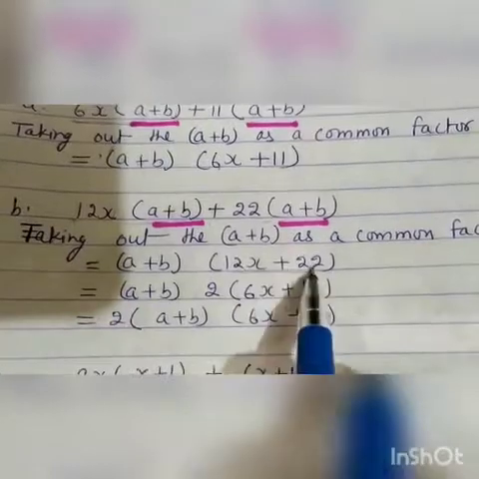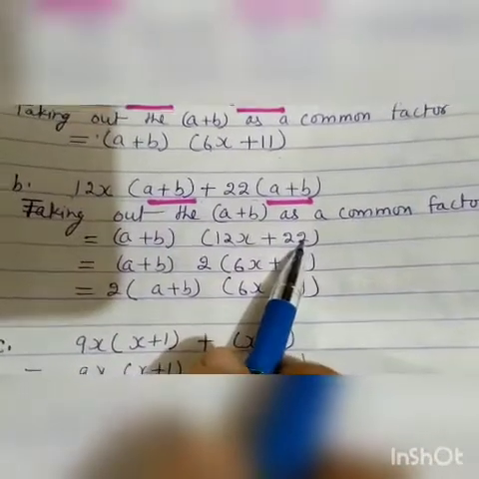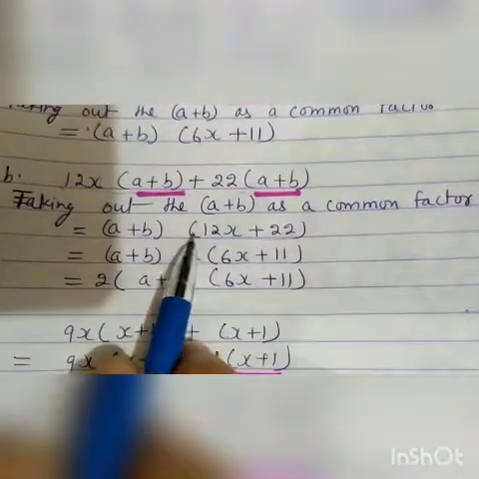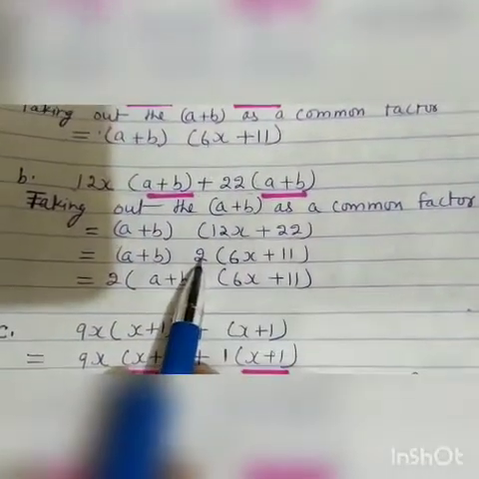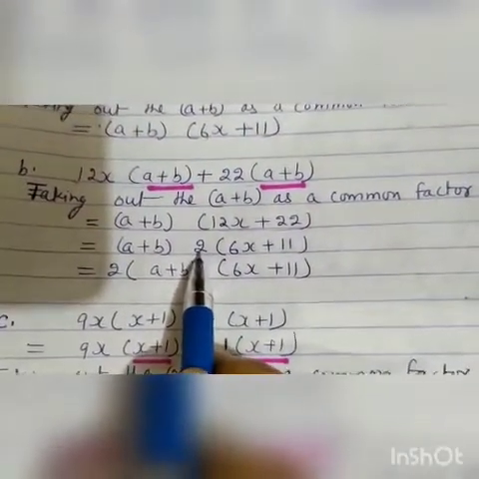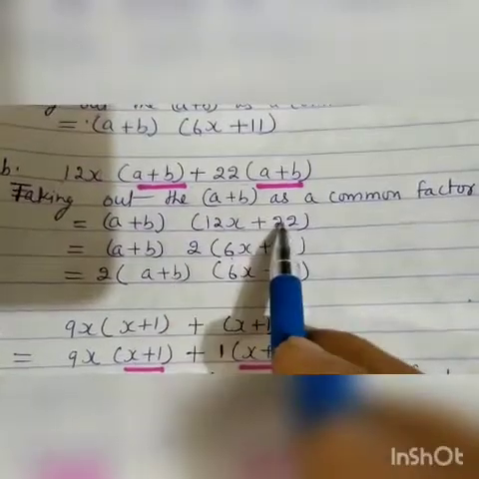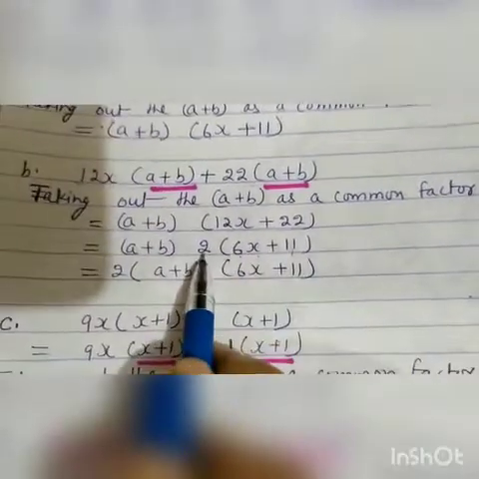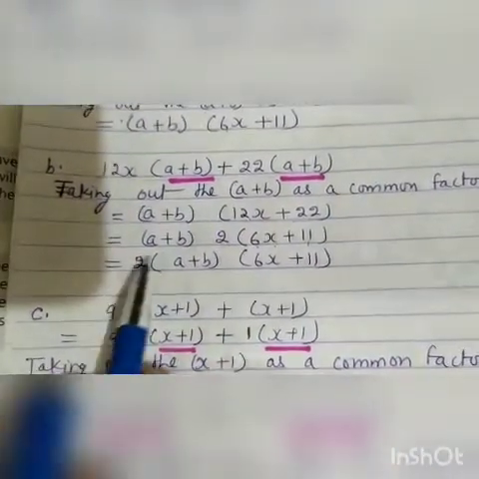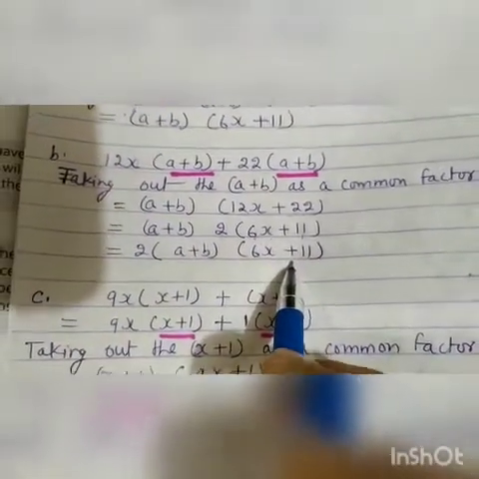So this a plus b, now see here, in this second bracket, this 12 and this 22, these numerical numbers, both are divisible by 2. Only 2 is the number by which 12 and 22 both are divisible. There is no other number by which these two numbers are divisible. So we will take here 2 again common from this bracket. We have taken this 2 common, then 2 sixes are 12, x will be written as it is, then plus 2 elevens are 22. This 2 is taken again common from this second bracket. So in the next line we will write this 2 in the starting, then a plus b and 6x plus 11.